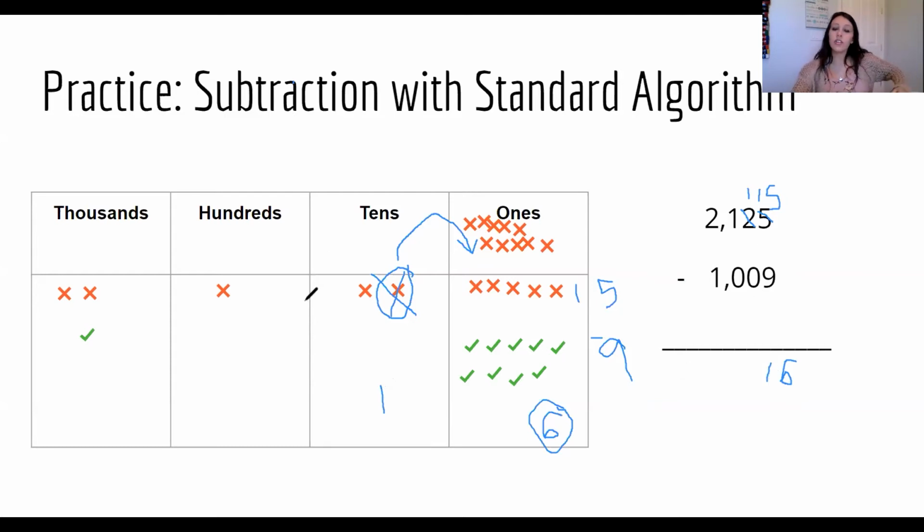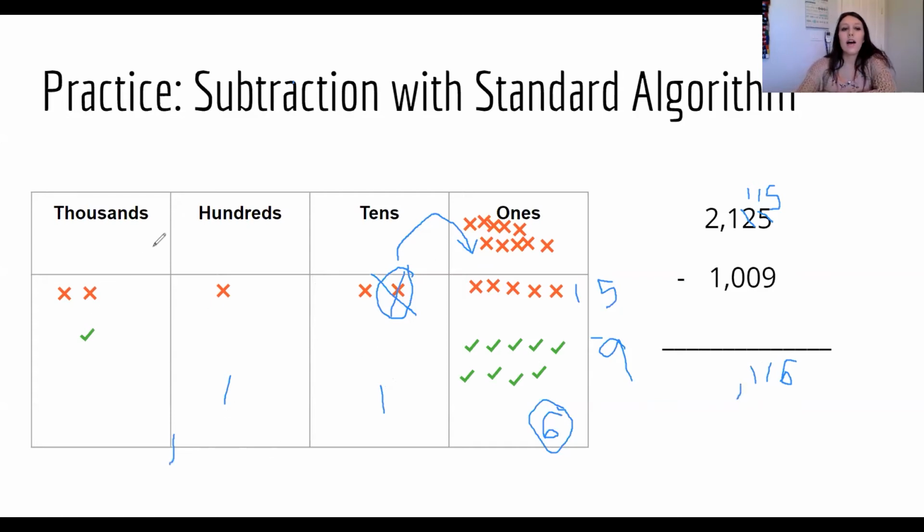Now let's look in our hundreds. Oh, same situation, right? Only one X, no check marks. So 1 minus nothing is 1. I'm going to write a 1. 1 minus 0 is 1. And then we need our comma because we have 3 digits. And put a comma here.